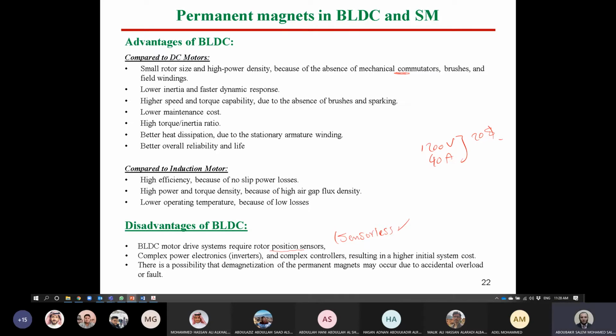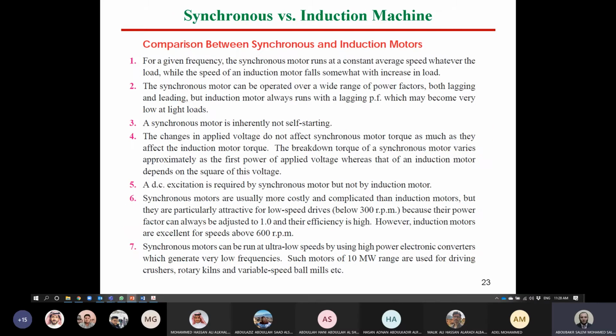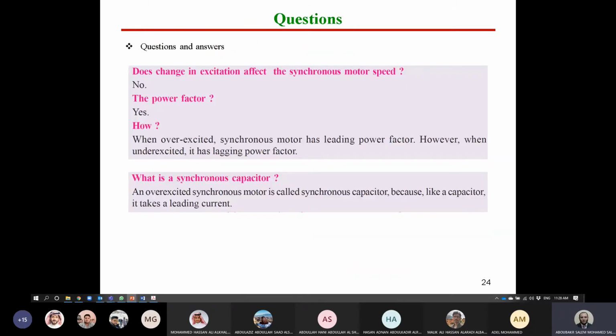Okay, so this is regarding the permanent magnets. You will find also another comparison here for synchronous and induction. However, we may leave this for you, just read it, and we will comment on this inshallah after discussing all of the induction machine topics. Then we have some questions. We will answer these questions together in the help session inshallah.